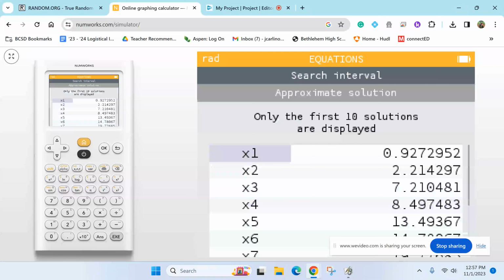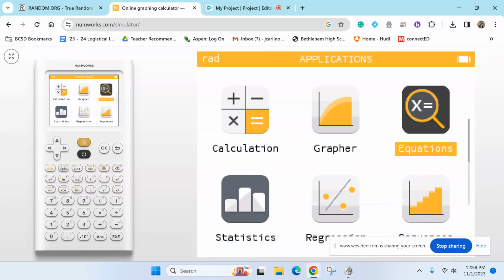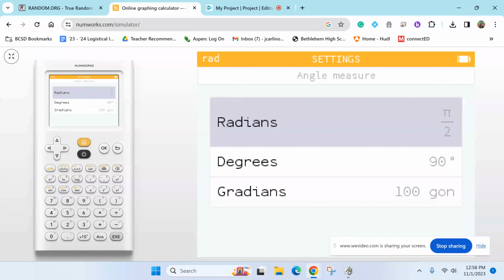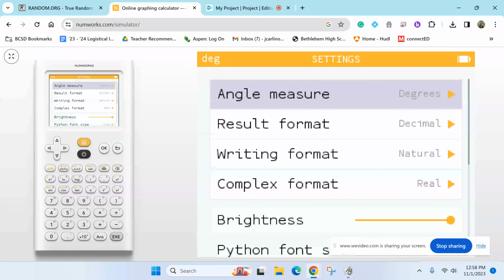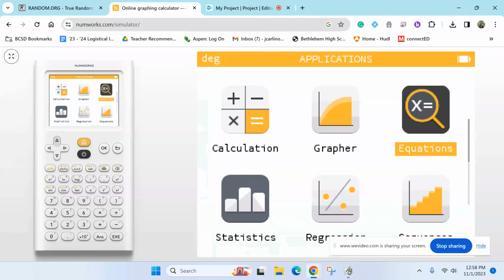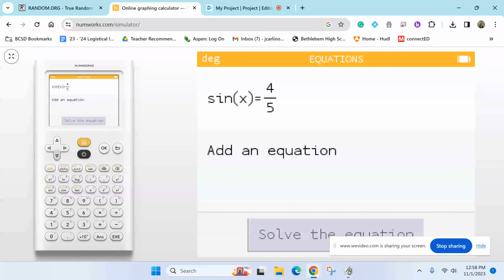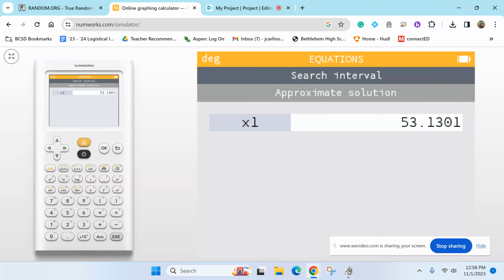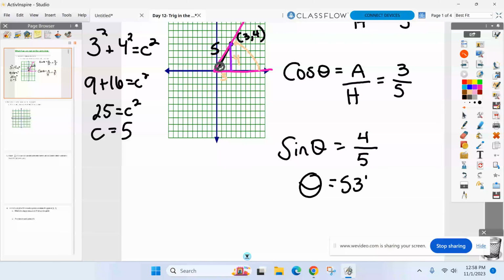Is everyone getting this? Why am I getting this? Is everyone getting just one answer? Radians. Thank you. One job, Mr. Carlino: get out of radians and into degrees. At least somebody knows what's going on here. Let's get out of there and into degrees mode. Okay, let's go back. Nearest degree, 53. So that's a 53-degree angle.